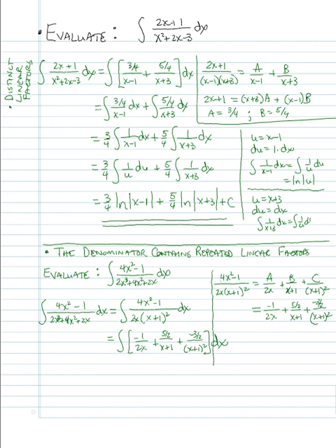So we will say, okay, well, look, this is the integral of -1 over 2x with respect to x, plus the integral of 5 over 2 over x plus 1 with respect to x, plus the integral of -3 over 2 divided by x plus 1 squared with respect to x.